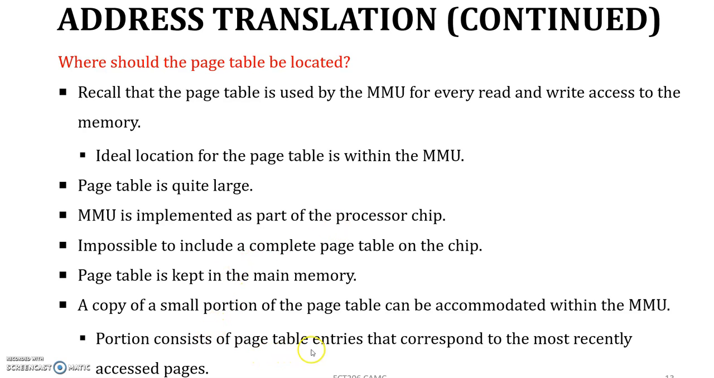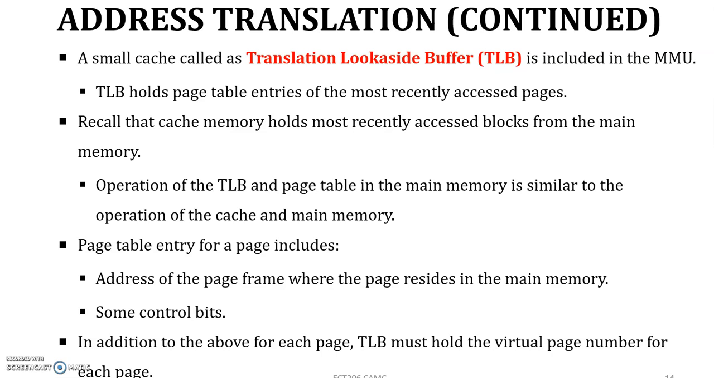The portion consisting of the page table entries that correspond to the most recently accessed pages will be placed in the MMU. Not all pages, but a portion that is frequently accessed or most recently accessed will be placed in the MMU, and the rest of the page table entries will be placed in the main memory. A small cache called the translation look-aside buffer is included in the memory management unit. The translation look-aside buffer holds the page table entries of the most recently accessed pages.